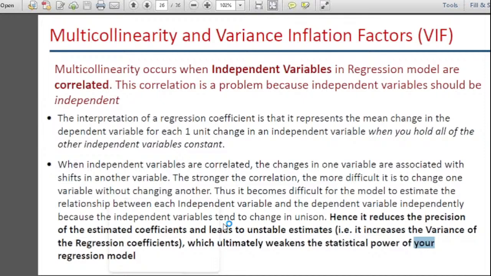So when there is a high variation in an independent variable, it will ultimately impact my regression equation. It will ultimately impact the power of the regression model. Is this point clear? Multicollinearity?